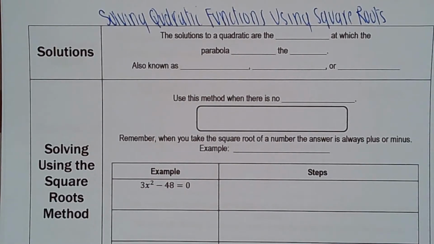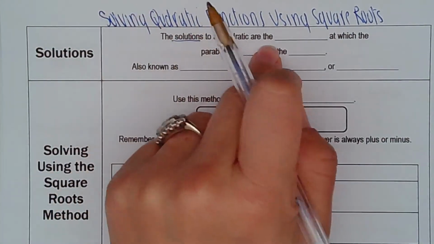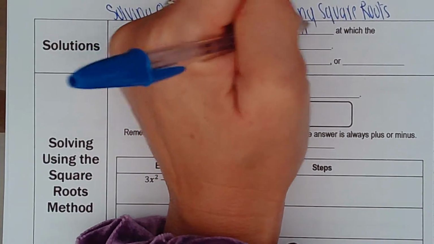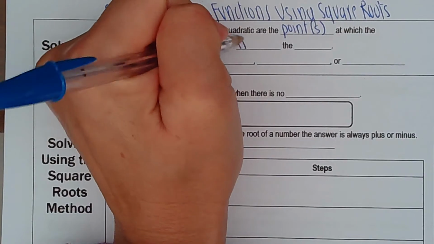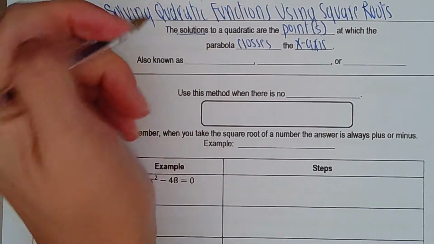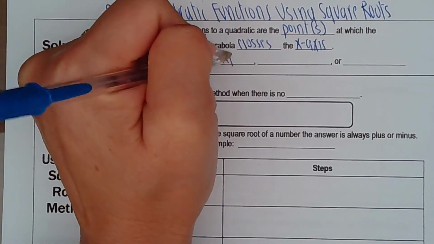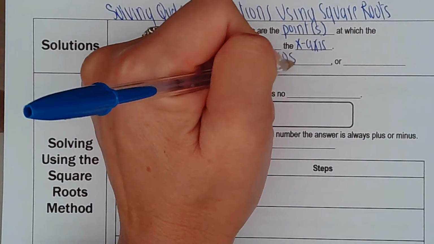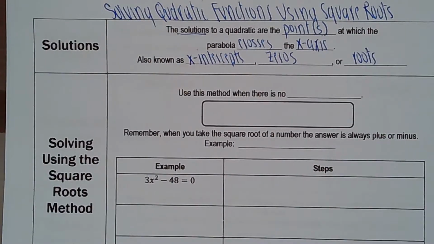Hey guys, okay, so we are jumping into quadratic functions using the roots system. The solutions to a quadratic are the point or points, because remember it doesn't have to cross the x-axis at all. It can cross it once or twice, at which the parabola crosses the x-axis. So the solutions are also known as the x-intercepts, right? Because it's crossing the x-axis. The zeros, because you're plugging it in or saying equal to zero, or the roots, which is kind of where this square root comes into place.